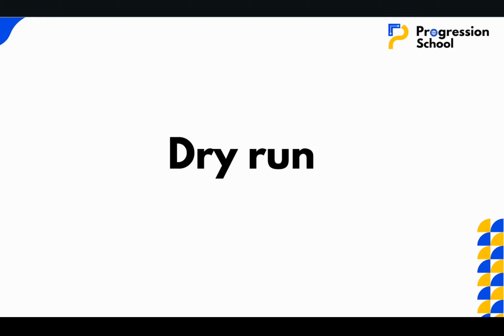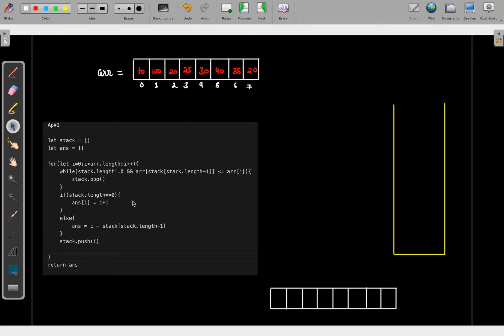In this video, we will see the dry run of the code. Now let's quickly check the dry run of this code. Okay, not the code implementation. So basically we have one stack. So this is my stack. Okay, we have one answer. So this is my answer array. Right. So stack is done, answer is done.